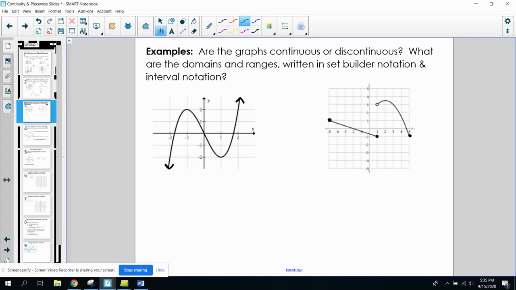So here are some examples. We have 2 graphs. We want to see, are they continuous or discontinuous? And then we want to find the domains and the ranges. So again, just a refresher from last class.